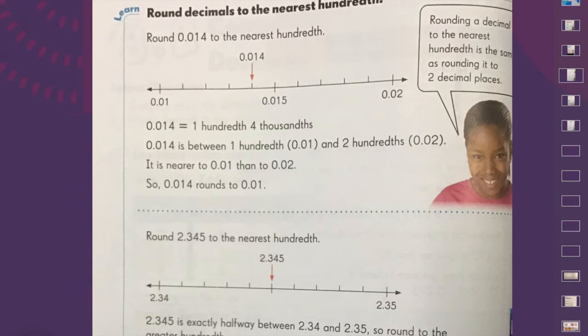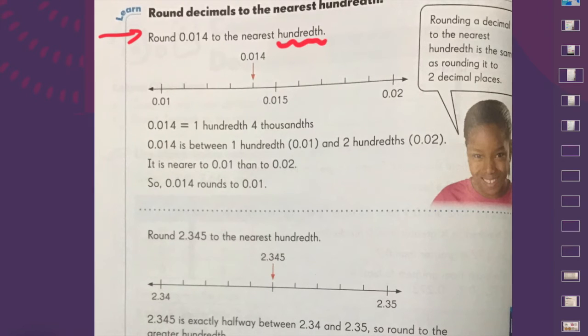Now the other part of our lesson is rounding decimals. We round decimals the same way that we round whole numbers, but let's just review what that means. So the first task asks us to round 14 thousandths to the nearest hundredth. All right, so the first way of thinking about this is to think about this on a number line. We know that 14 thousandths would come between 100th and 200ths on a number line.